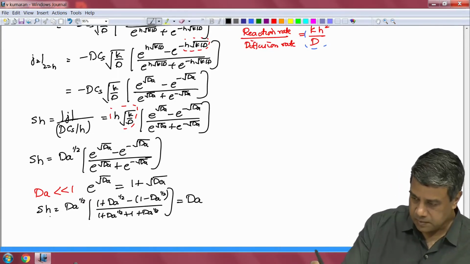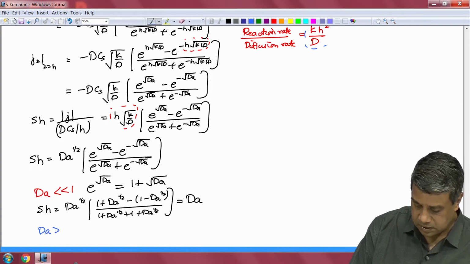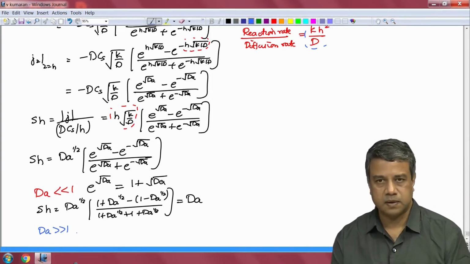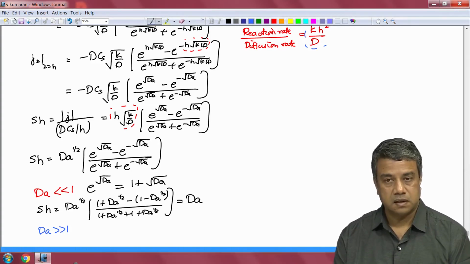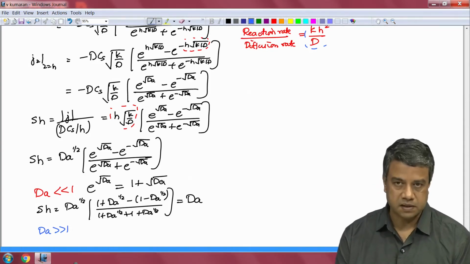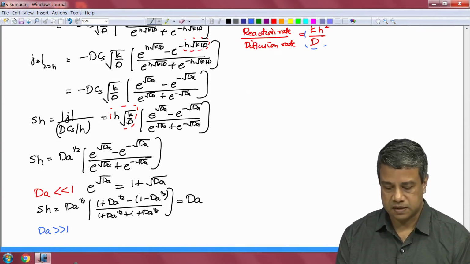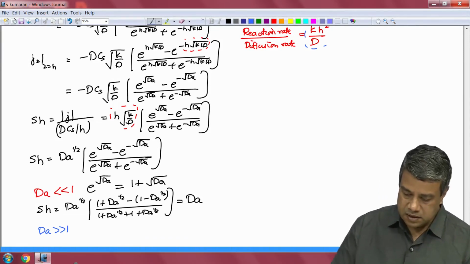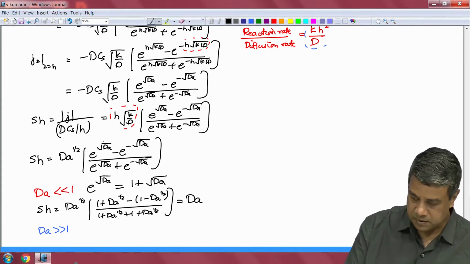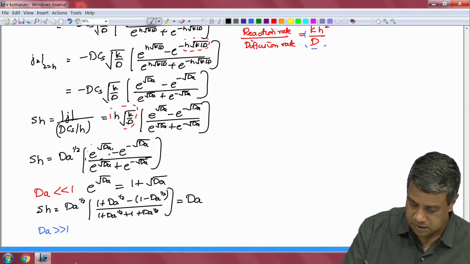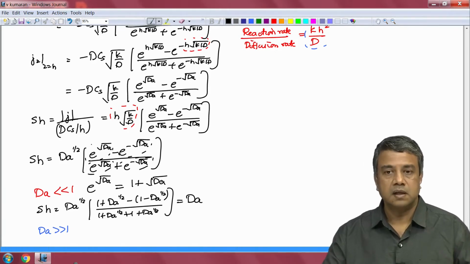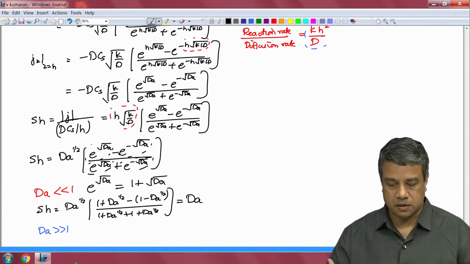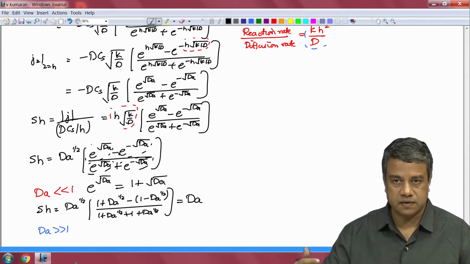And you can consider the opposite limit, where Da is large compared to 1. In this case, the reaction rate is much faster than the diffusion rate, because Da is the ratio of reaction rate and diffusion rate. In this expression, if Da is large compared to 1, the first terms in both the numerator and the denominator are much larger than the second terms, because the second term is e power minus root Da, the inverse of the first.